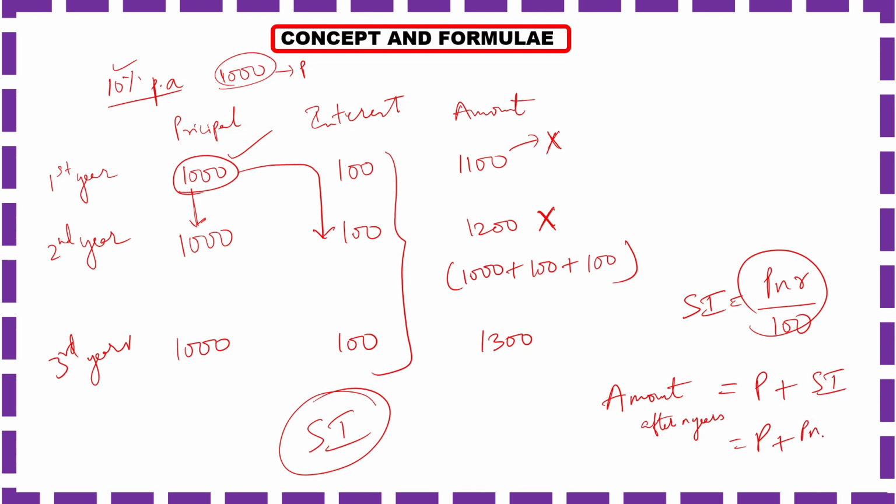So let's just substitute here PNR by 100. If we take P as common, then we will get P into 1 plus NR by 100, right? So this is the amount. This is the simple interest formula. To calculate simple interest, no other formula is required. To calculate the amount, no other formula is required except these two. Just remember these two formulae in the simple interest concept.